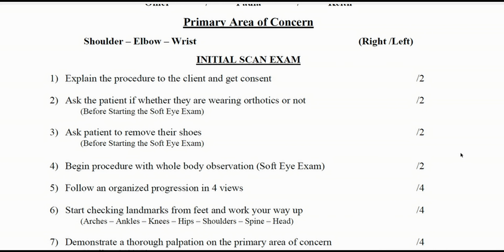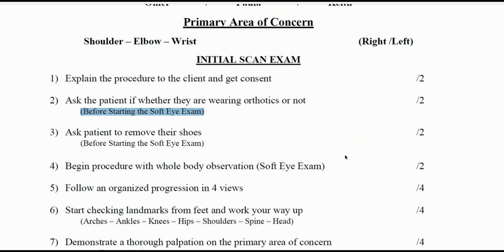After you get your consent, you need to ask the patient whether they're wearing orthotics or not, because you need to ask them to remove their shoes. This is a point that gets forgotten sometimes, but it is an honest mistake. So please try to practice this so you don't forget. I wanted to make sure I'm clear with you guys: this needs to be asked before you start your soft eye exam.